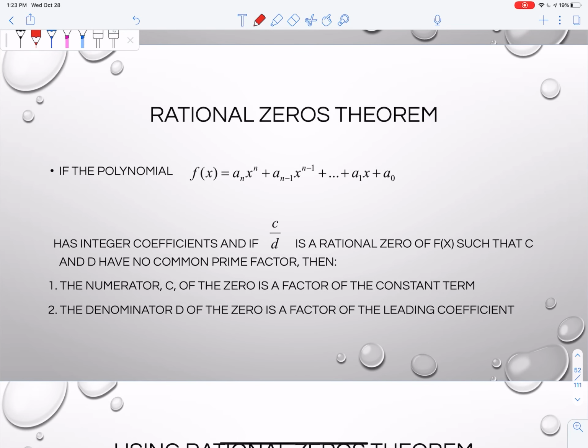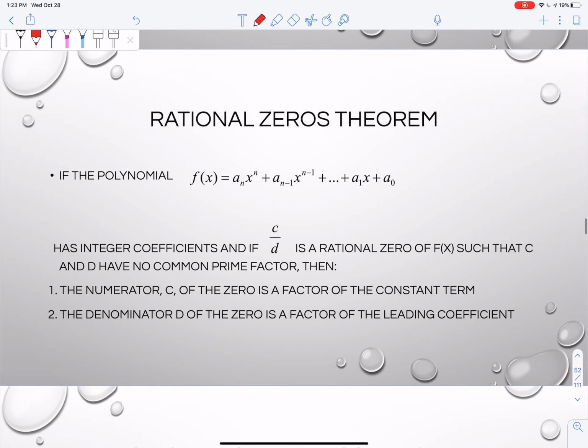Next one is the rational zeros theorem. The part you're going to really need is on the next slide, which is how we're going to use it. But the rational zeros theorem says that if I have a polynomial, f of x equals, and this is just a standard definition of a polynomial, a sub n x to the nth, a sub n minus 1 x to the n minus 1 power, all the way down to a sub 1 x to the first, and a naught, or my constant term.